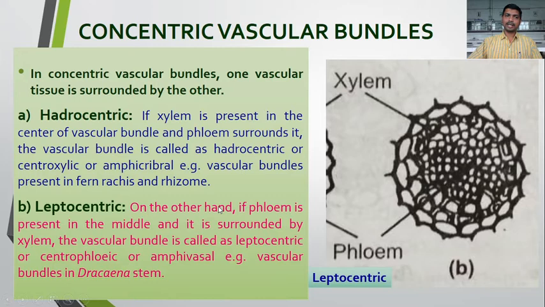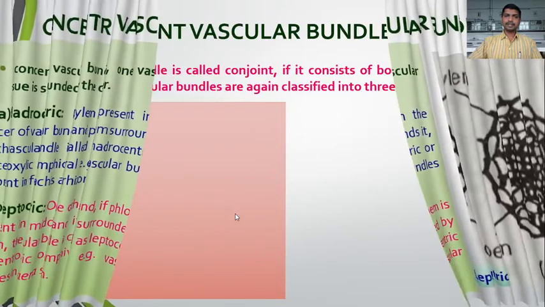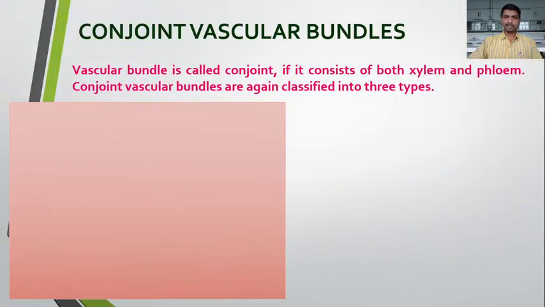So there are two types of concentric vascular bundles. These are androcentric and leptocentric. They are also called as centroxylic or centroploic. Okay. Next to this is the conjoined vascular bundles.